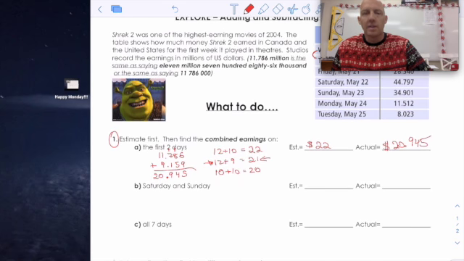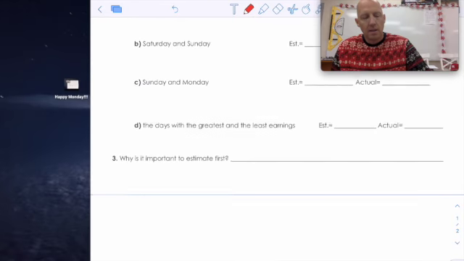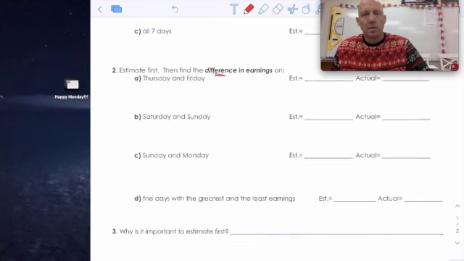So you're going to do an estimate. I want to see, just like I did right here, your estimates and your actual work. Now be careful because some of these are going to ask you to subtract, some are going to ask you to add. So again, when it's combined, that means addition. As a review from elementary school, find the difference means subtraction. And then on the bottom, you're just going to be asked why it's important to estimate.